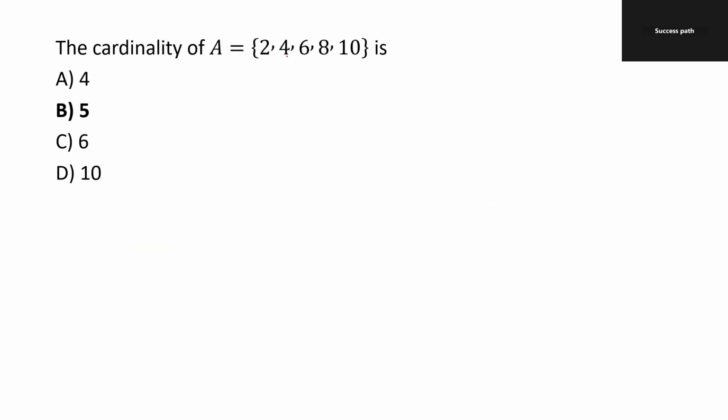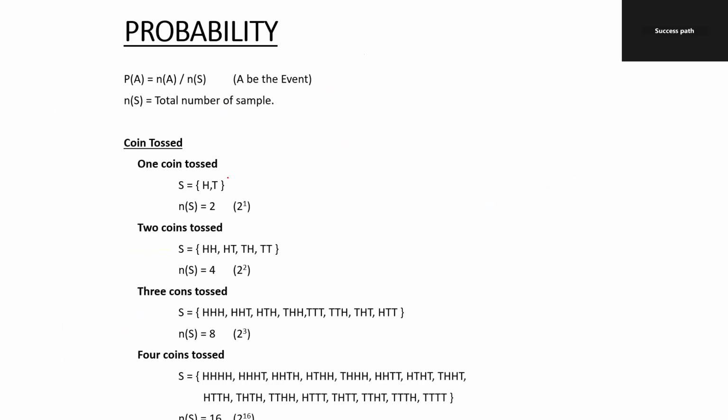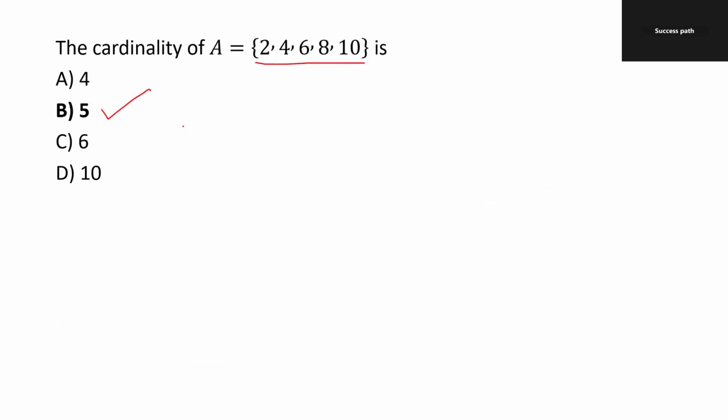Okay, the cardinality of A. What is cardinality actually? It's counting the number of elements in the set. So if the set has 5 elements, that is the cardinality of this set. Okay, so till now sets is over.